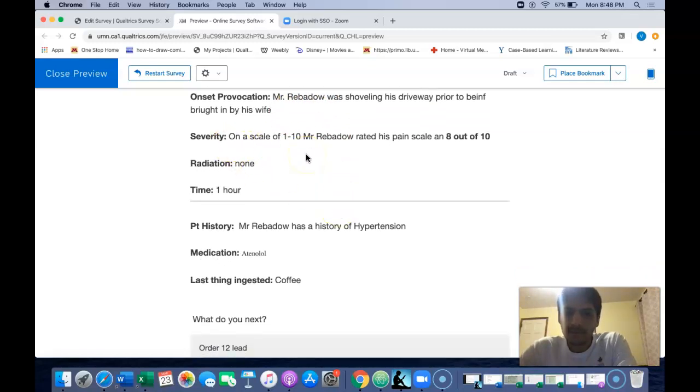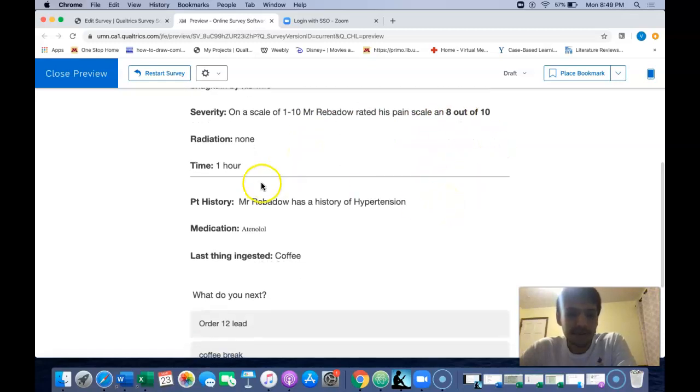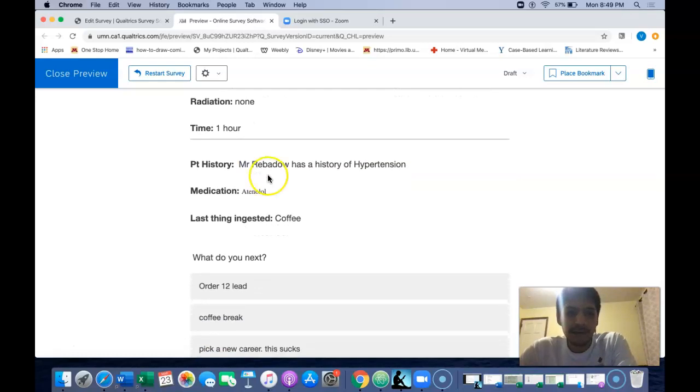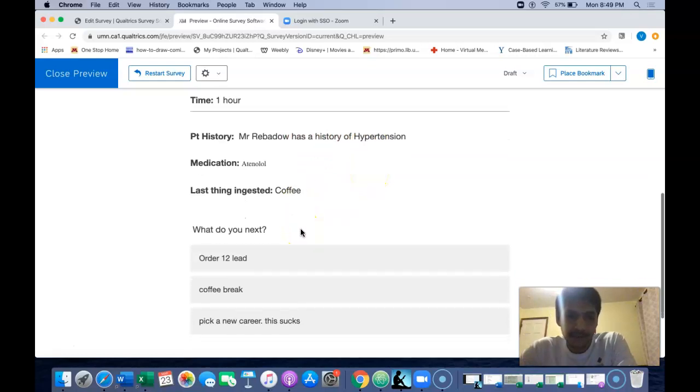Severity on a scale of 1 to 10, Mr. Ribadow is an 8 out of 10, so he's in quite a lot of pain. His pain is not really radiating anywhere. It's staying on the left side of his chest, and he's been feeling this way for about 1 hour. Patient history: he's got a history of hypertension, and the last thing he ingested was coffee.